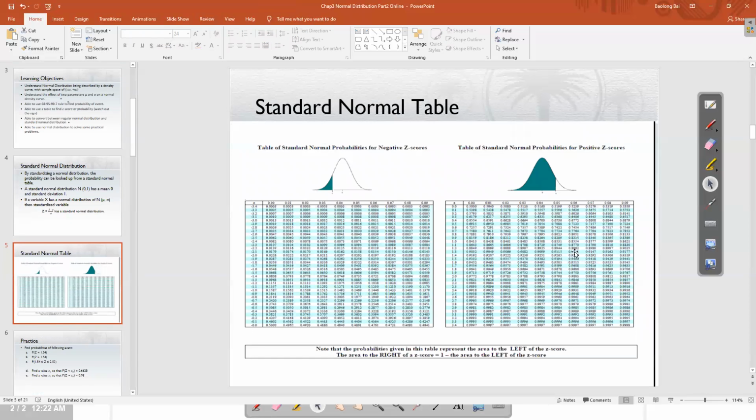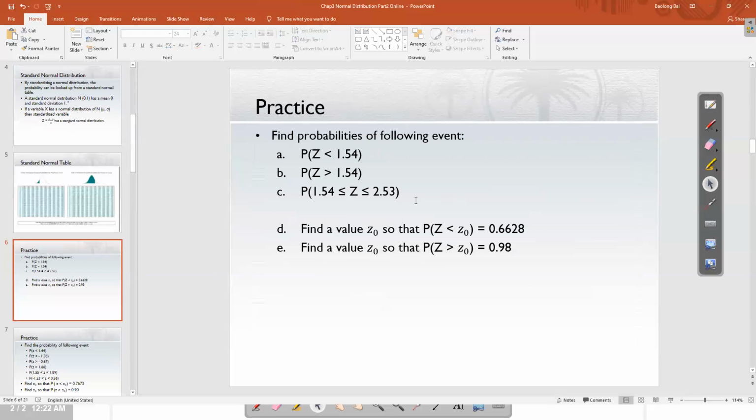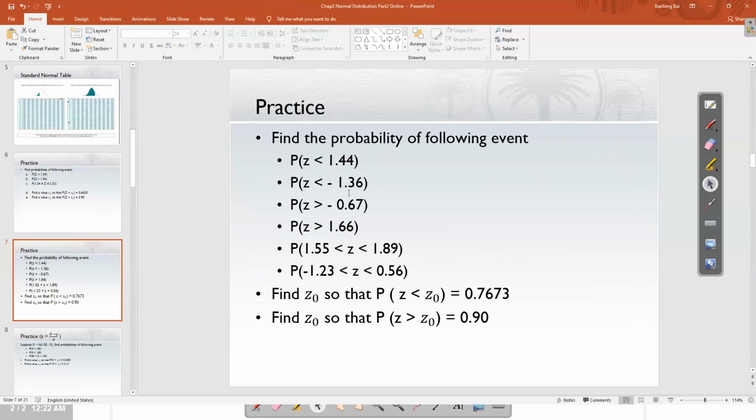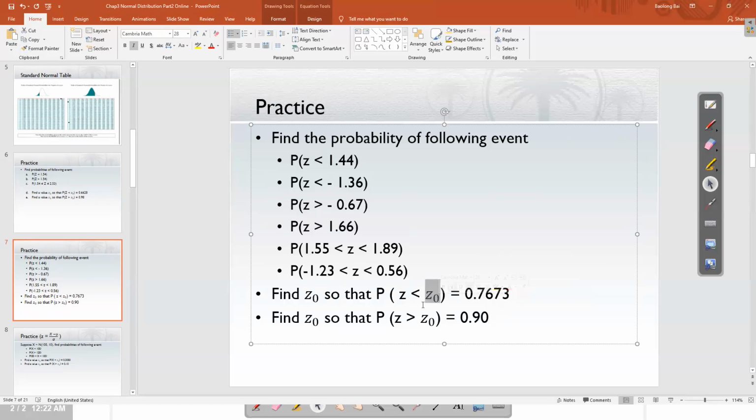Right, so we talked about how to use the Z table last class. So we're going to review real quick before continuing on. Let's work on some practices. How do we find the probability of this event? And also, if we're given the probability for an event, how do we find the cutoff point, either on a left tail event or on a right tail event? These are what we were referring to last class.